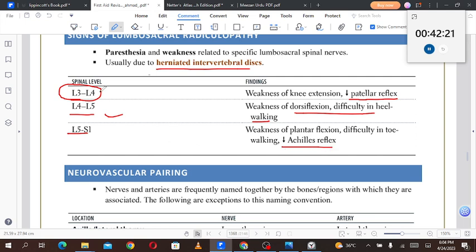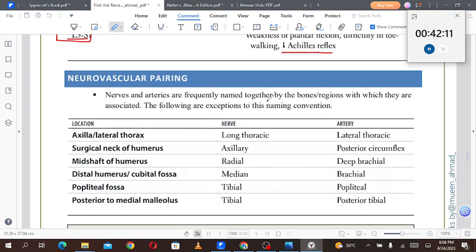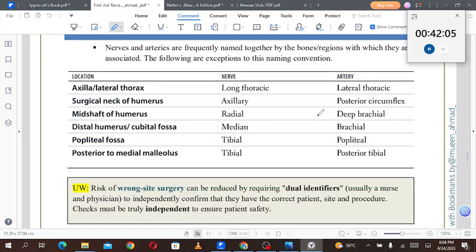We have seen the root values associated with individual nerves, so you may rewind the video to see them. Then we'll move forward to the neurovascular pairing. The nerves and arteries are frequently named together by the bones or regions in which they are associated. The following are exceptions to the naming convention. In the axilla and lateral thorax, we have the long thoracic nerve, and the artery is the lateral thoracic artery.